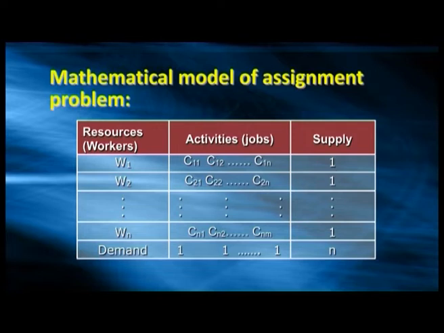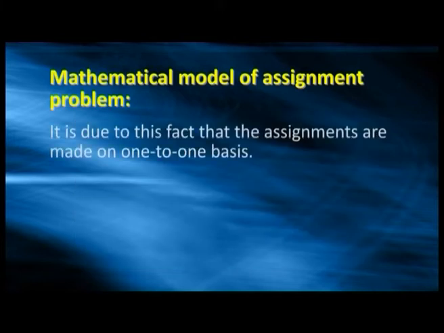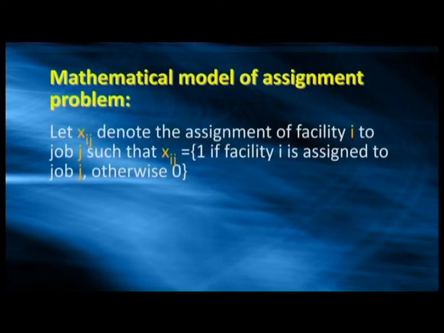It may be noted that this data matrix is the same as the transportation cost matrix, except that supply or availability of each of the resources and the demand at each of the destinations is to be taken to be 1. It is due to this fact that the assignments are made on a one-to-one basis. Let Xij denote the assignment of facility i to job j such that Xij is equal to 1 if facility i is assigned to job j, otherwise 0.